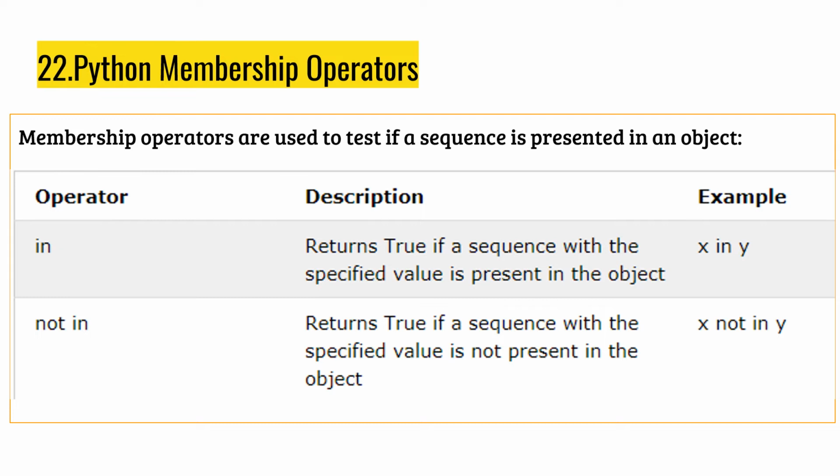For example, take a set of n numbers. In those n numbers, I'm going to find out whether a number is present or not. If it is present in the set, then it returns true. And not in is vice versa. If I'm searching for an element which is not present in the set, then it returns true. Okay, so we will go with the example.